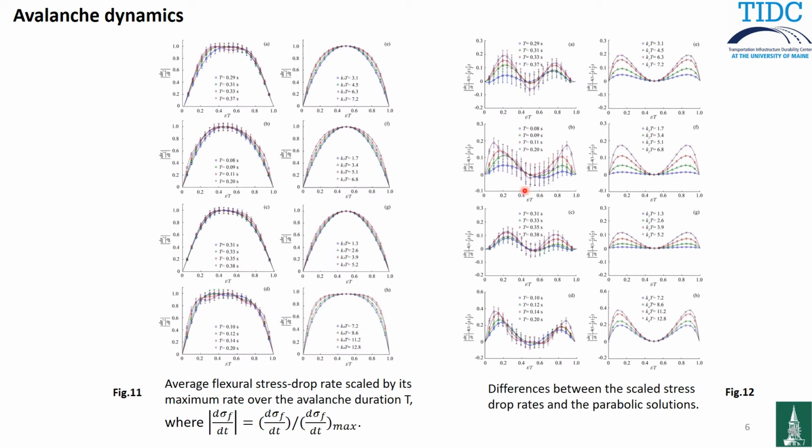So then furthermore, here we take a closer study of the avalanche dynamics, basically how the rate of the stress drop evolves for the avalanches in the scaling region, in the red segment. You will see that the left side are the measurements with scale bars and the error bars, and the right side are the predictions from mean field theory.